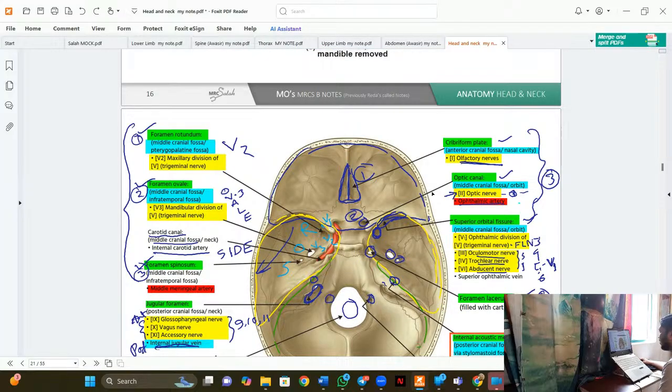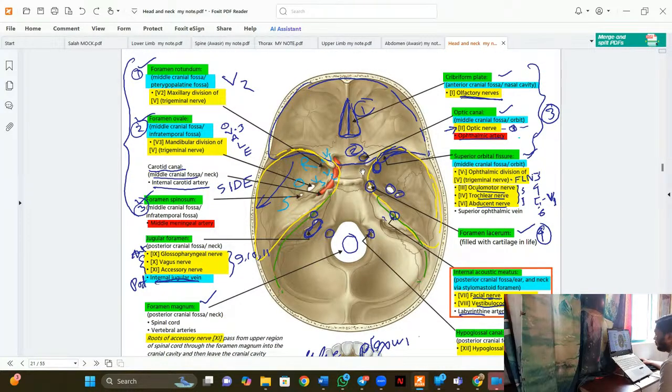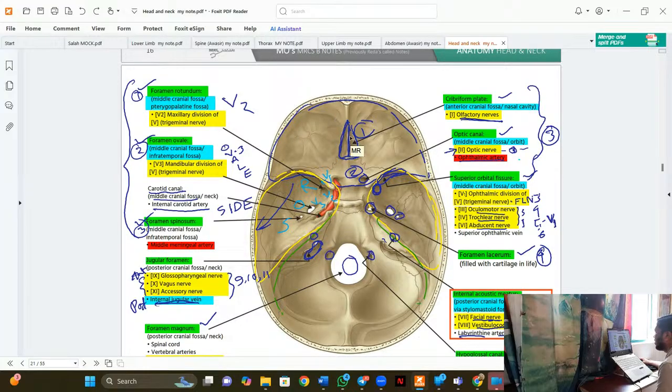Now, internal view. We have here all the foramina and contents. First, the cribriform plate of the ethmoid, where we have the olfactory nerve in the anterior cranial fossa, going to the nasal cavity. Then the optic nerve in the optic canal. What are the contents of the optic canal? The optic nerve with 3 layers, and the ophthalmic artery.